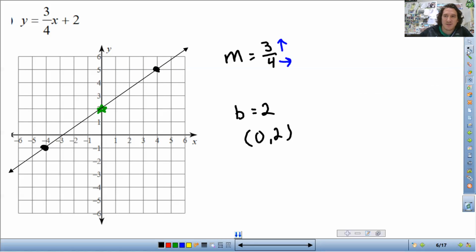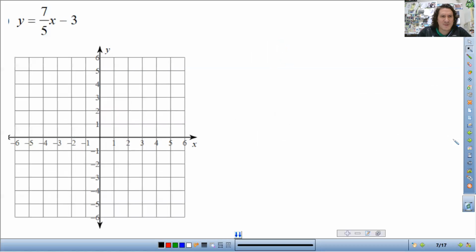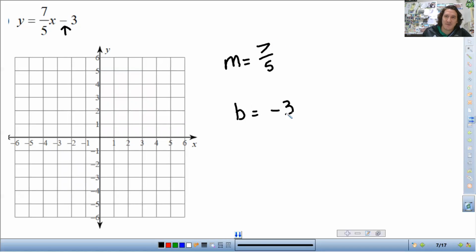So let's look at another example. y equals 7/5 x minus 3. So identify the slope. Again, the slope is attached to the x, so that's 7/5. The b value, notice how it's minus 3. So that means the b value is negative 3. When you're subtracting here, that's going to be a negative. So my starting point is going to be at the point (0, negative 3). Again, I like to put in a green star at the starting point so I can see where the graph starts. Then using the slope, I'm going to count up 7, right 5.